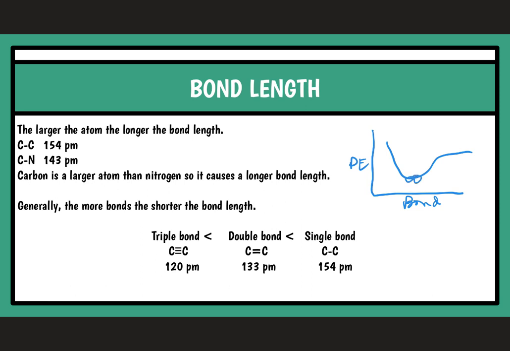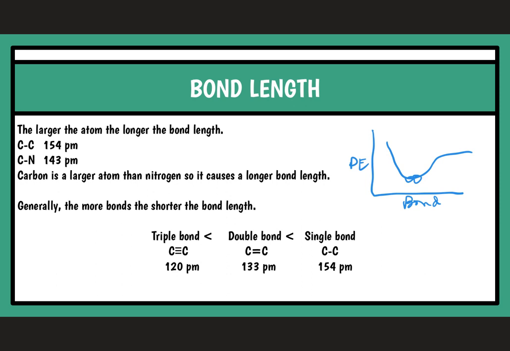Okay, so the way that we measure bond length is in this term, and I don't know why I just love saying it, picometers. It just sounds so much fun. So picometers is the unit that we use to measure bond length. What I want you guys to get out of this slide is the larger the atom, the longer the bond.